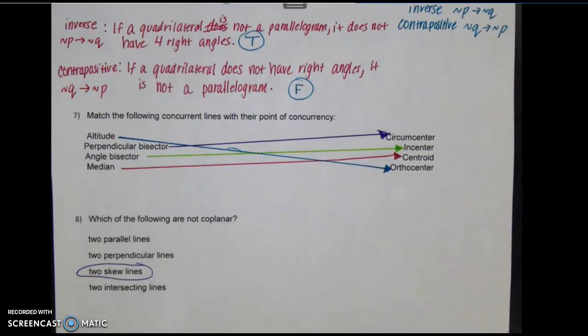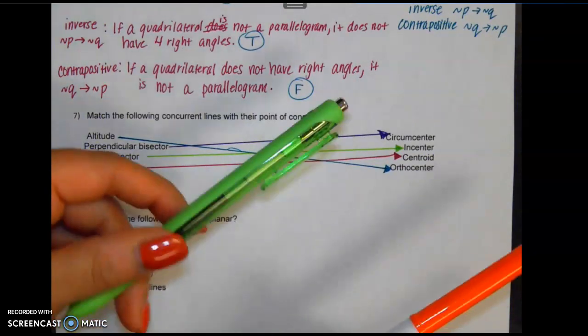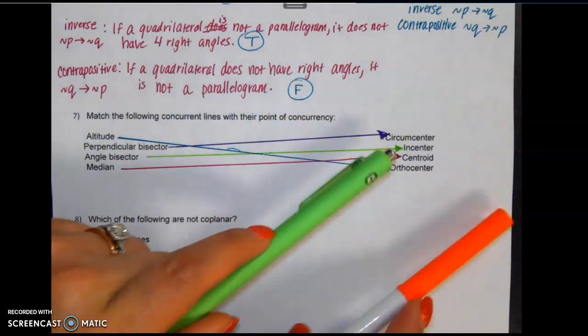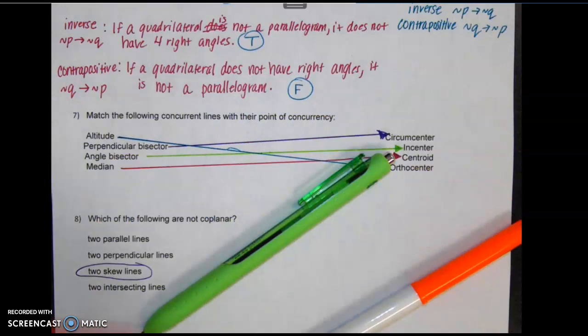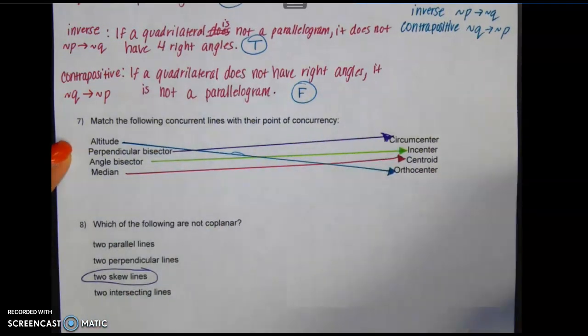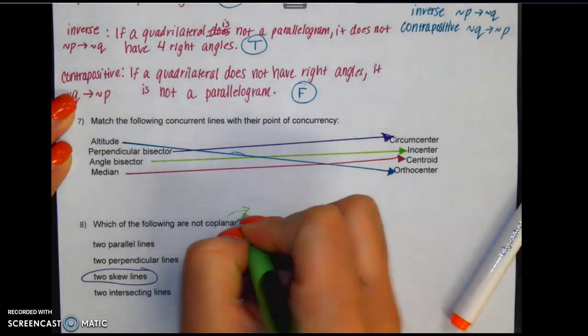Number 8 is a little bit tricky. I want to try to illustrate this as best as I can with 2 pens. Imagine these 2 pens are lines. So if I have 2 parallel lines, they are sitting on my piece of paper. They are on the same plane as each other. The question is asking which ones are not coplanar. Not coplanar means they are not on the same plane.